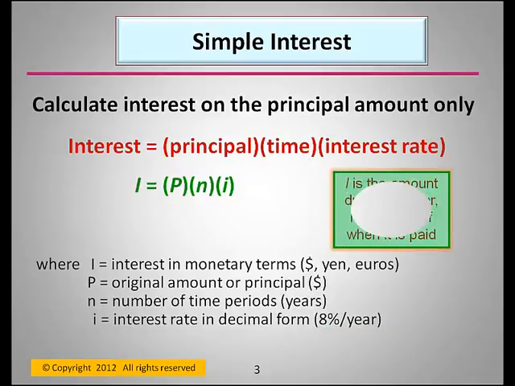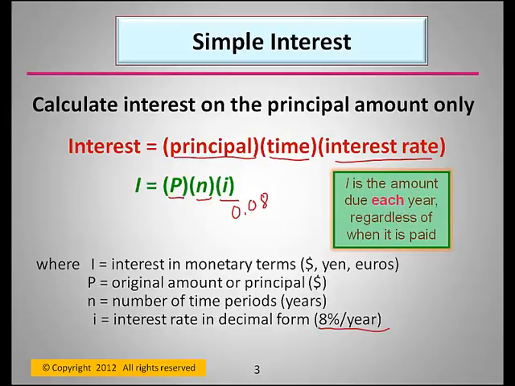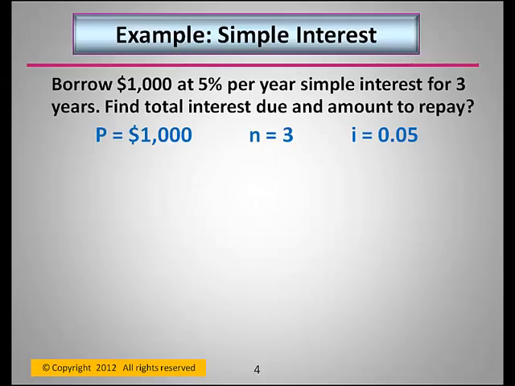The same amount of interest is due each time period, regardless of whether it is paid each year or accumulated and paid at the end of N years. As an illustration, assume a person borrows $1,000 today and must repay the principal and interest at 5% per year simple interest after 3 years. What is the total interest and amount to be repaid after these 3 years?